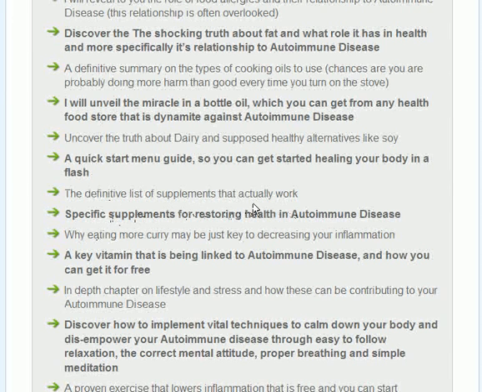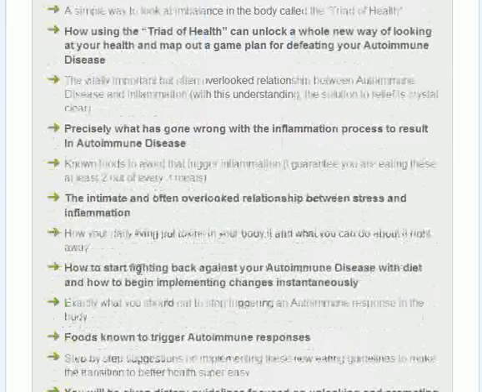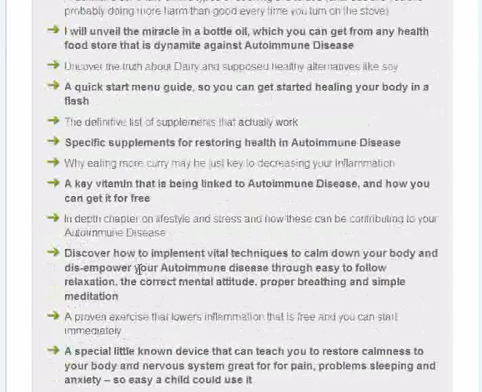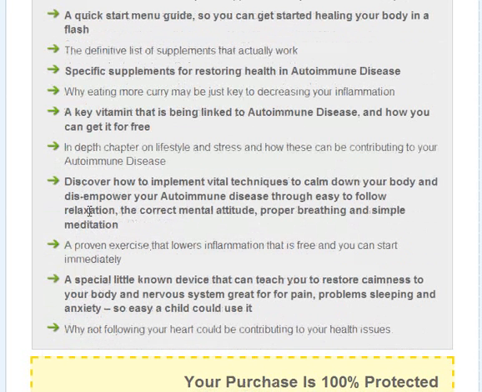The definitive list of supplements that actually work, so that you won't waste your time buying supplements that mean nothing. The specific supplements for restoring health, and these are basically the same as well. So the number of bullet points, some of them can be combined. Not that you want to make the bullet points fewer. The more bullet points you have, the more value the person sees. Each bullet point the person sees as a value. So it's not a matter of cutting down the number of bullet points, but some of those bullet points can be combined into one, and try to flesh out those bullet points.